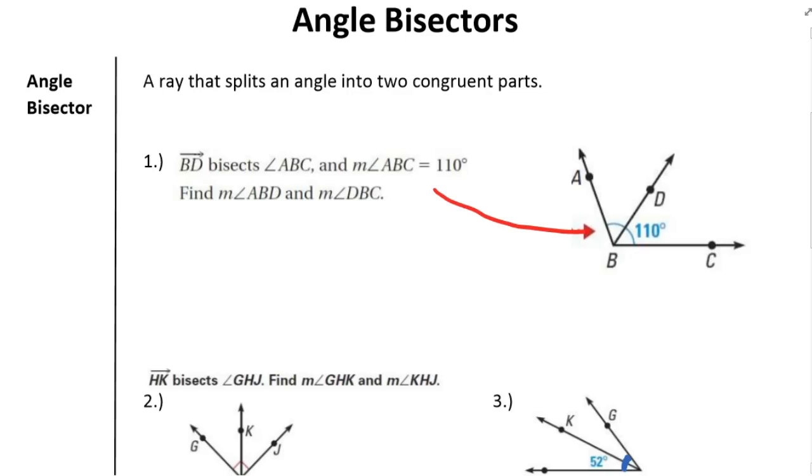On number one it says that ray BD, this right here, bisects angle ABC, which is right here, and that the measure of ABC is 110. It says find the measure of ABD and find the measure of DBC. The key word here is that it is being bisected. And that means that this angle, I'm putting a little angle marking on here, and this angle will be exactly the same.